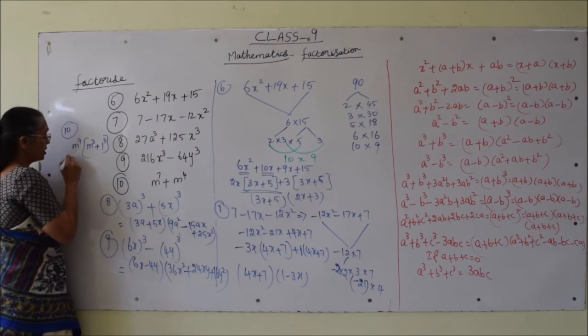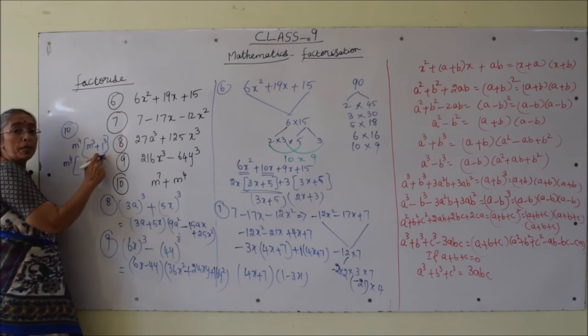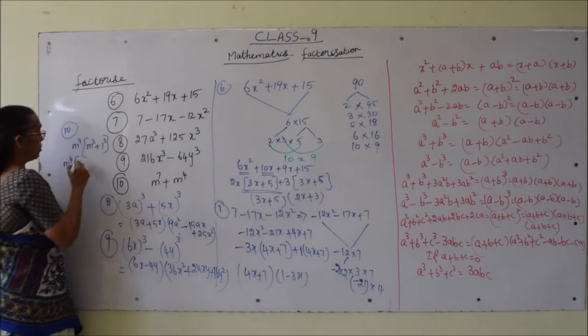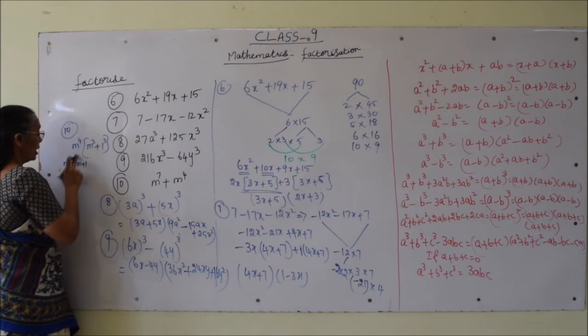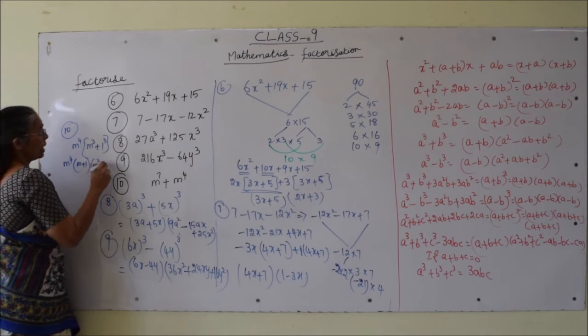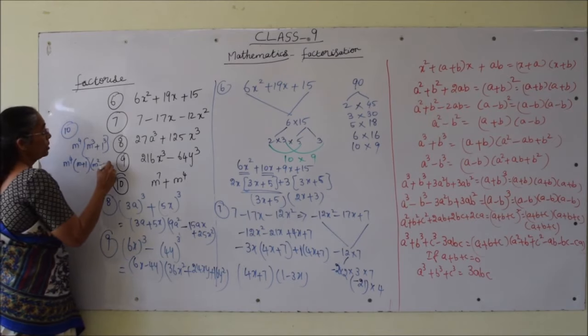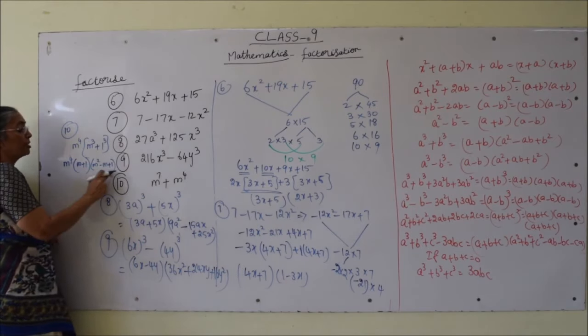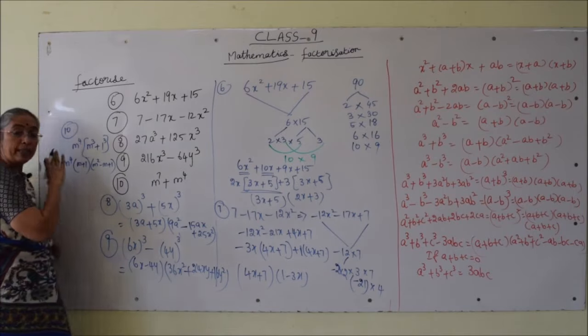m power 4 is outside. m cube plus 1 cube, a cube plus b cube formula again. m plus 1 of a plus b of a square minus ab, minus m into 1, plus b square. Now this is a perfect factorization. So you should factorize completely.